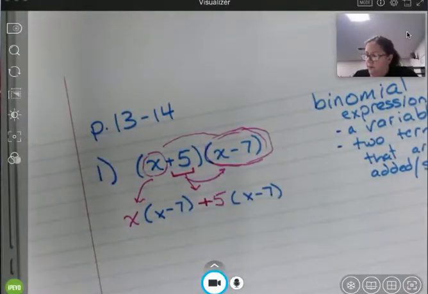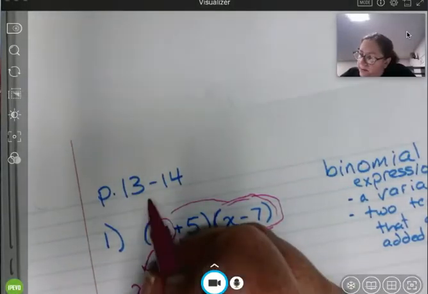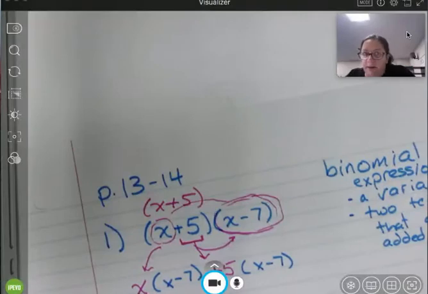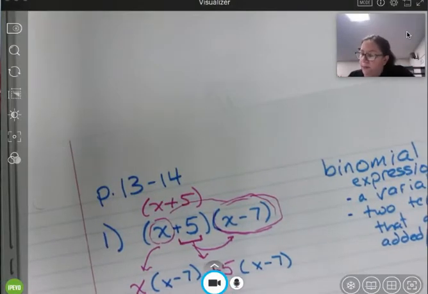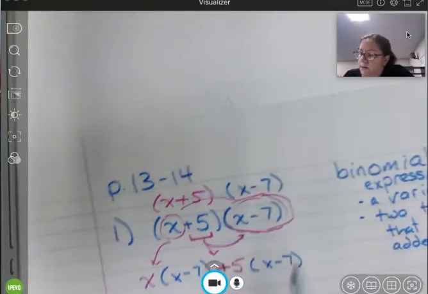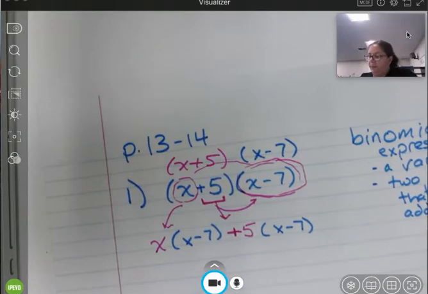So what we pretty much did here was we took the first x plus 5 and we split it up, x plus 5. And the x minus 7, it gets multiplied by the x, and it gets multiplied by the 5. That's all. And it always follows that pattern for today.